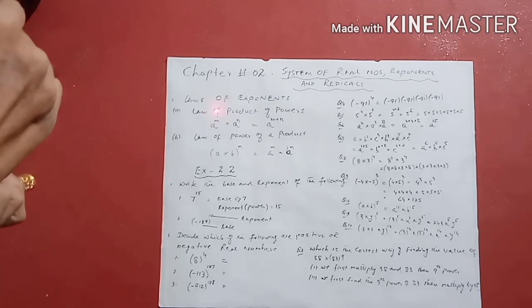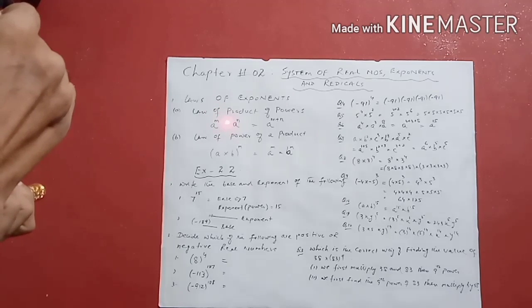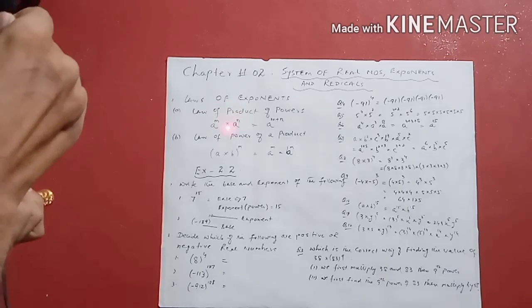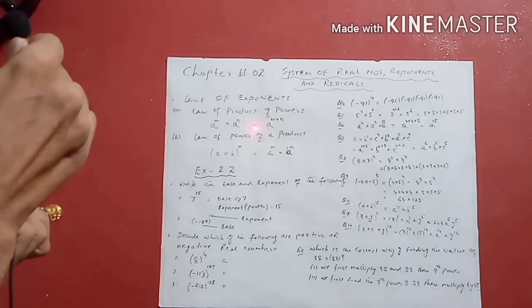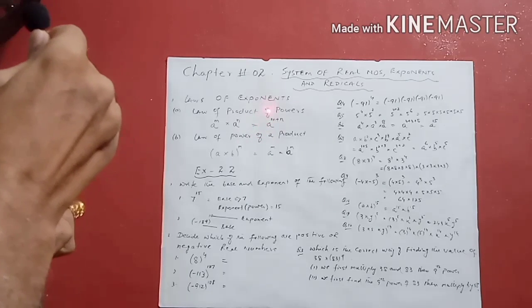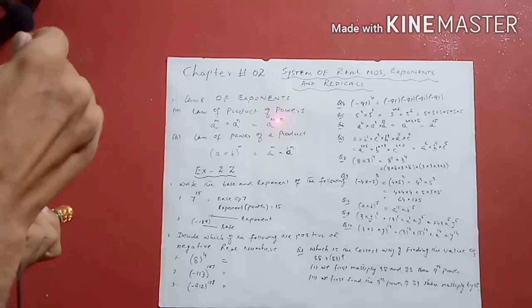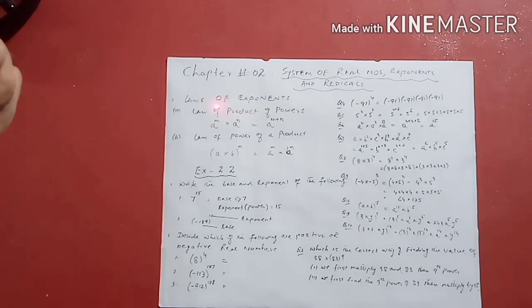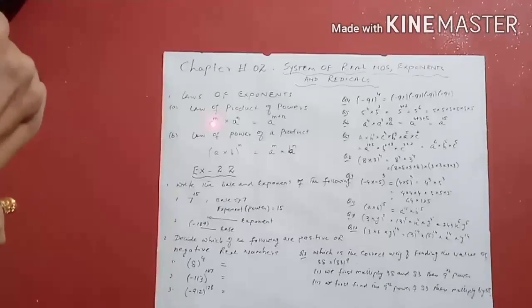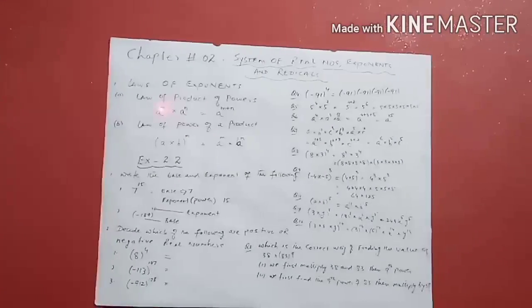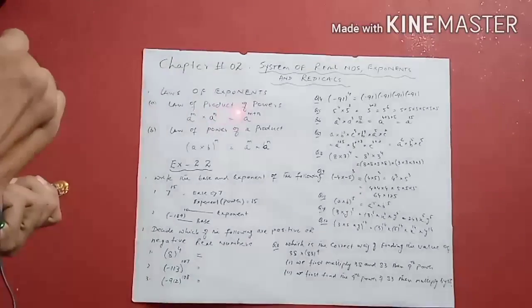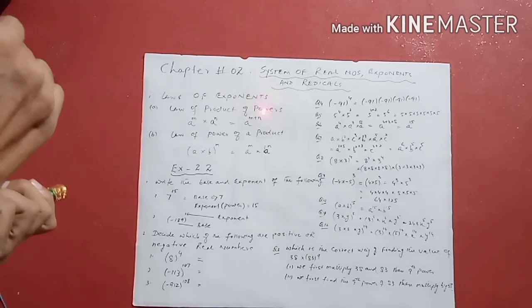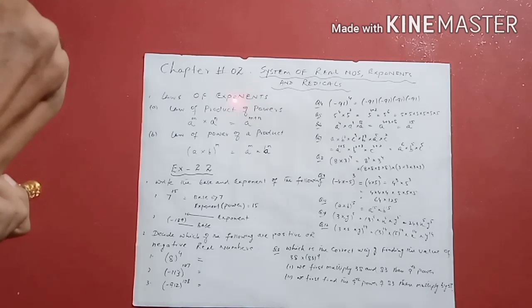That means a raised to power m multiplied by a raised to power n. Therefore, the law of product of powers gives a raised to power m plus n. That means bases are same, powers are added. Simply, we remember this law as: bases are same, so both numbers contain the base a and exponents m and n. Therefore, according to the first law, a raised to power m plus n. This is a very simple law.